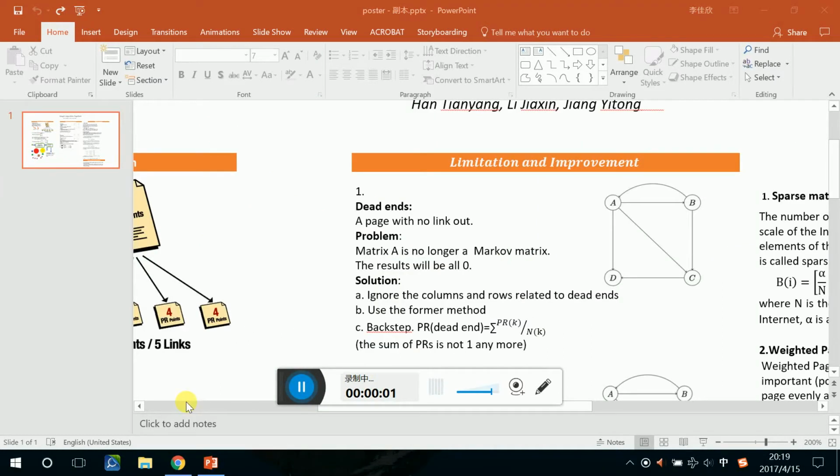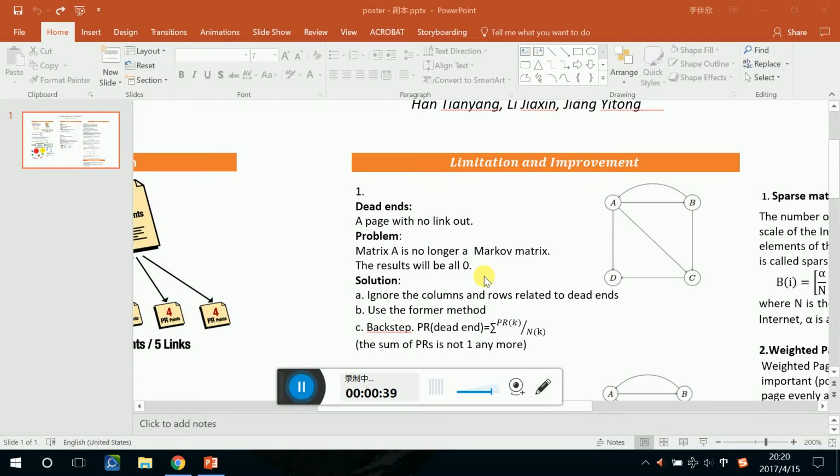I've just introduced its essential ideas, but it needs improvement when it meets different situations. For example, dead ends, which means that a page has no link out. In this situation, D is a dead end. What's the problem? With a row or a column full of 0, the matrix A is no longer a Markov matrix, and the results will be all 0. How do we solve this problem?